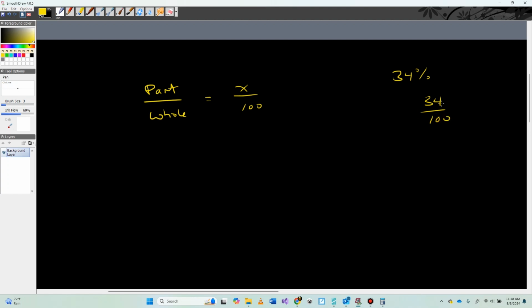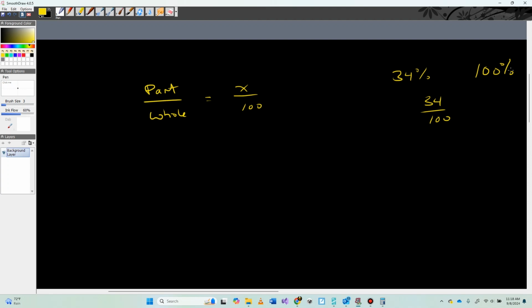34% is a part of a whole. The whole in percent is represented by 100%. So when we say that you got 100%, you got everything. You got the whole thing. 34% is a part of that whole. And so we represent that as a fraction: 34 divided by the whole, the part being 34 and the whole being 100%.